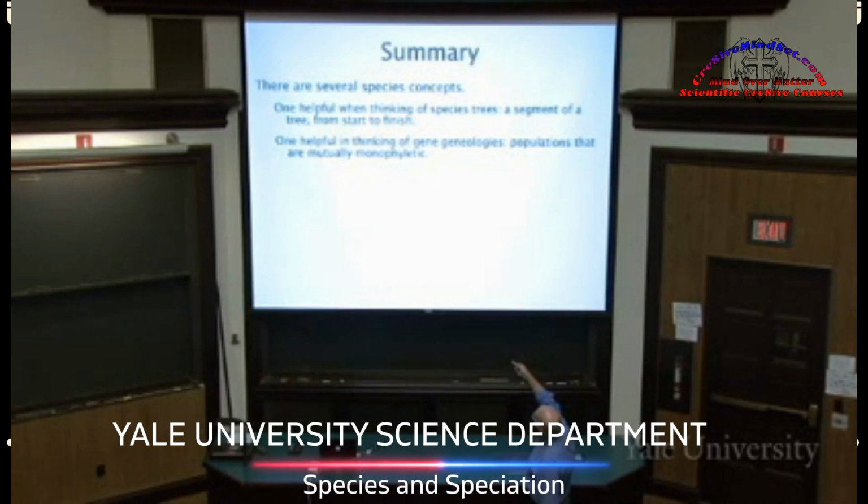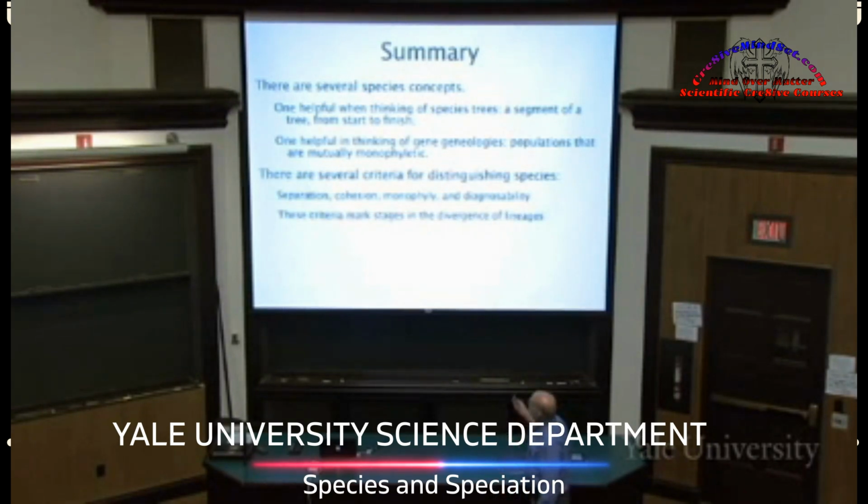One that's helpful in thinking about a species tree is that a species is a segment of a tree from start to finish. And if you're thinking about gene genealogies, a species is a population that is monophyletic, and it is distinct from other similar populations that are monophyletic. The criteria you might want to think about if you want to sit down and logically distinguish two populations and call them different species are separation, cohesion, monophyly, and diagnosability. Can you really tell differences? And I've just shown you sometimes you can only see the differences in the DNA sequences. And these criteria do mark stages in the divergence of lineages.